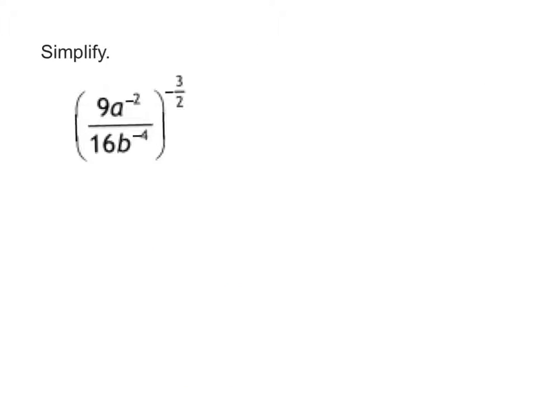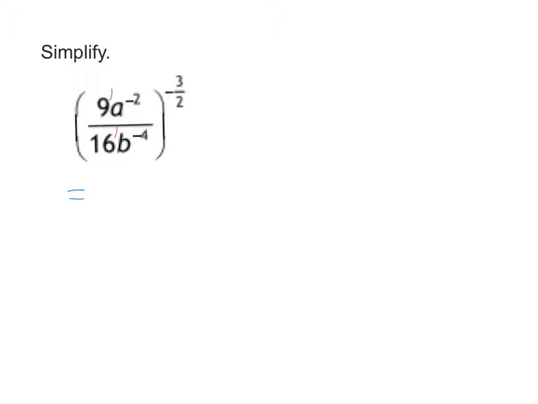Here's another one. 9a to the negative 2 over 16b to the negative 4, all to the power of negative 3 over 2. One thing that you need to remember is those exponents that are already there that are invisible. 9 is to the power of 1 and 16 is to the power of 1. And then we're going to multiply exponents. There's a couple of different ways we could approach it, but let's do that.